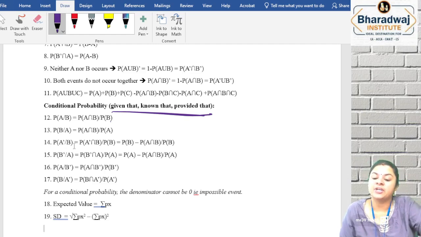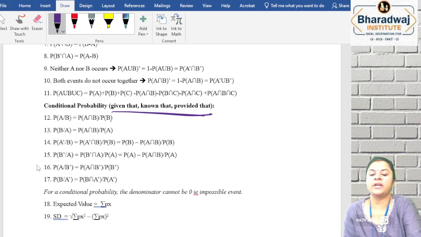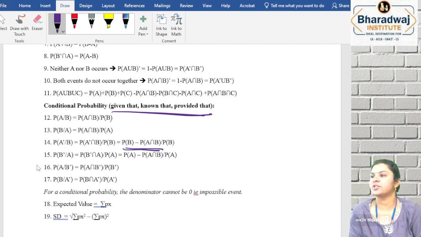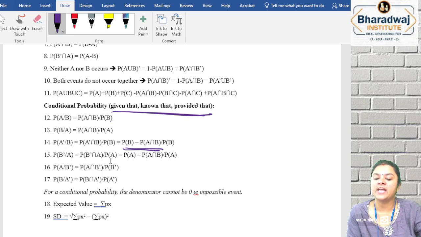P of A dash given B is given as P of A dash intersection B divided by P of B. Which is otherwise written as A dash intersection B, we already know, not A but B. So B minus A divided by P of B. That is the expansion of B minus A: P of B minus P of A intersection B. Same way, P of B dash given A is P of B dash intersection A divided by P of A.